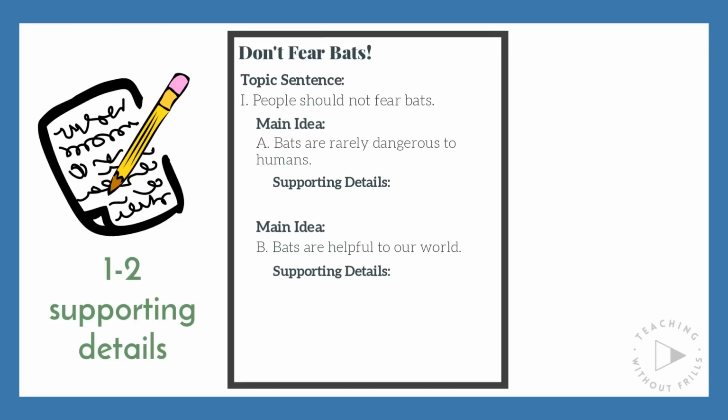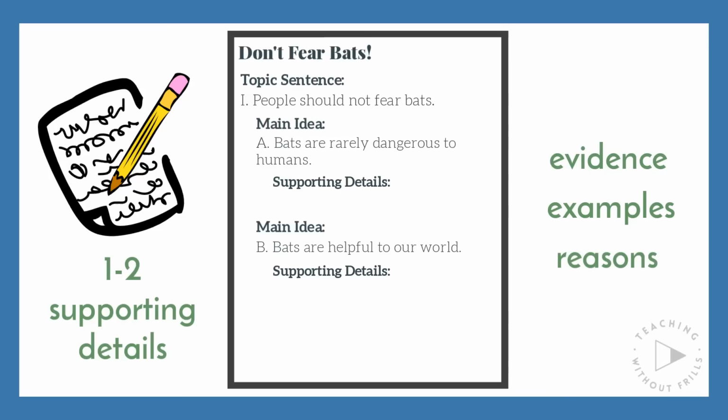These details should provide important evidence, examples, or reasons that you found in your research. For example, I learned that bats avoid people. That supports my main idea that bats are rarely dangerous to humans. I also discovered that bats eat mosquitoes and that bats pollinate plants. These 2 details support the main idea that bats are helpful to our world.